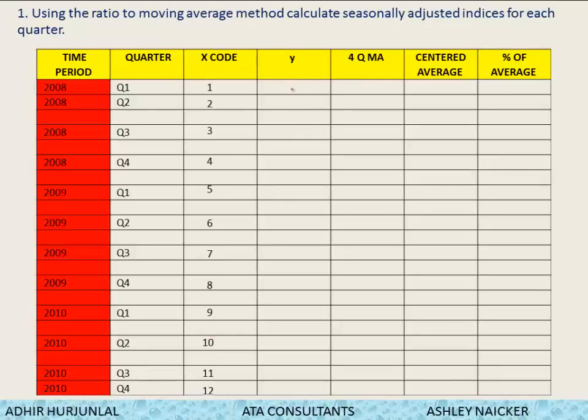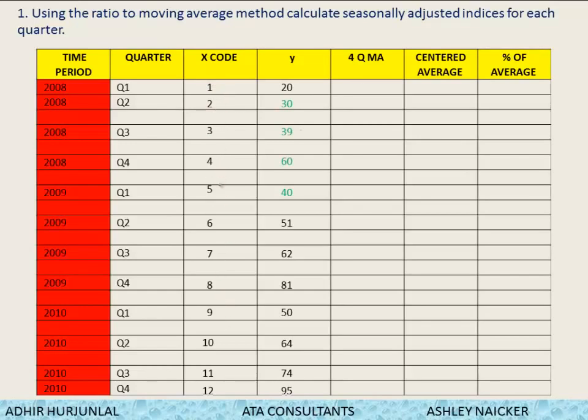Next, I'm going to put down the values as given to me in the question. 20, 30, 39, and on and on. Now these values that I'm plugging in here are directly from the question. So if I go down to 2010 quarter 4, I have 95. 2009 quarter 2, it is 51. So far I've done nothing major. I've simply put in what I have been given, and I've allocated my X codes.